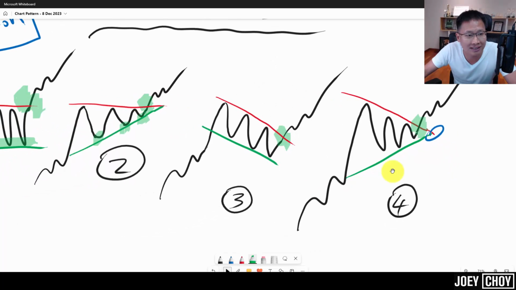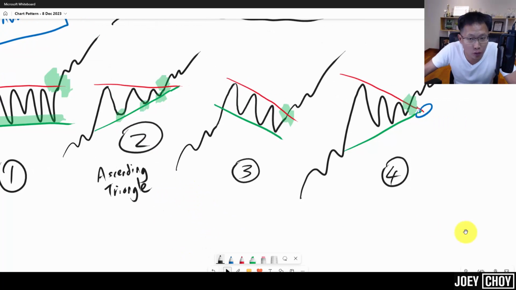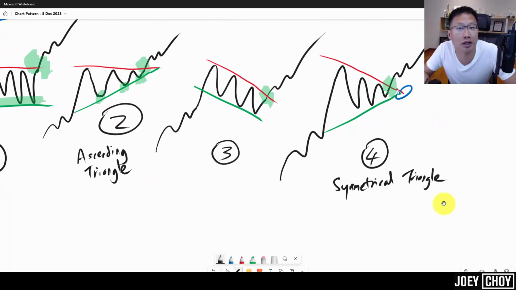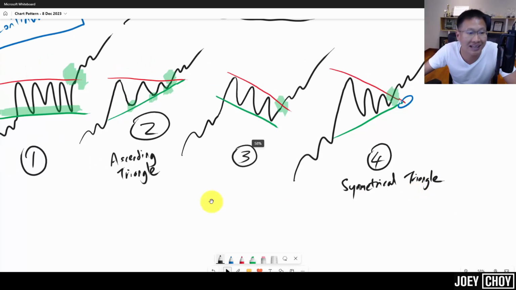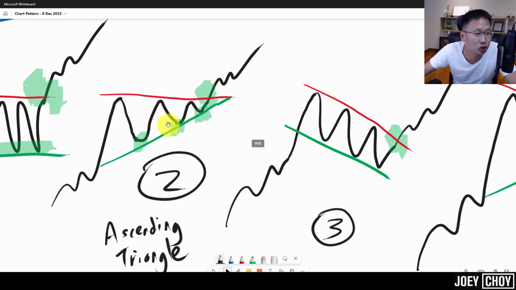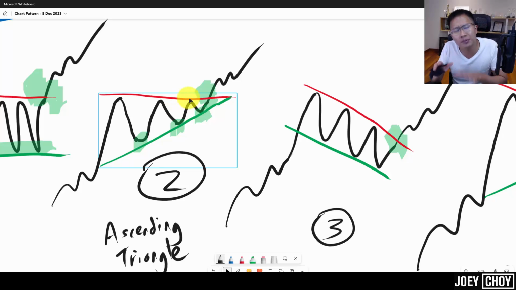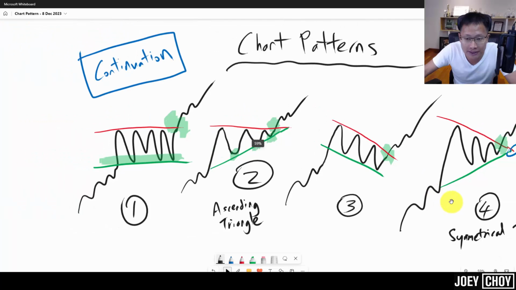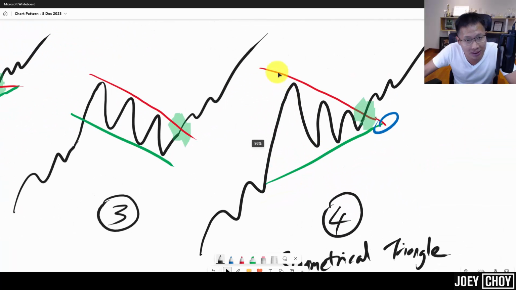Comparing the ascending triangle pattern number 2 and also the symmetrical triangle pattern, I would say that I would prefer the ascending triangle pattern a little bit more. Well, because you can see that right over here, in terms of the ascending triangle, we have a horizontal red resistance line, and I tend to give a little bit more weight to horizontal price level, whereas for the symmetrical triangle pattern, you can see that this is a downward sloping channel resistance line.